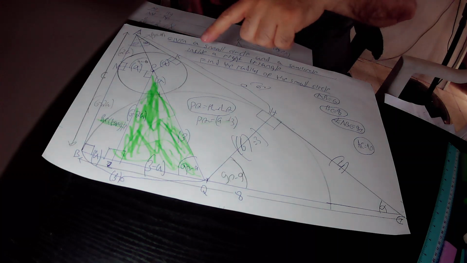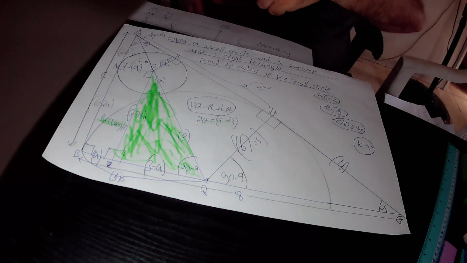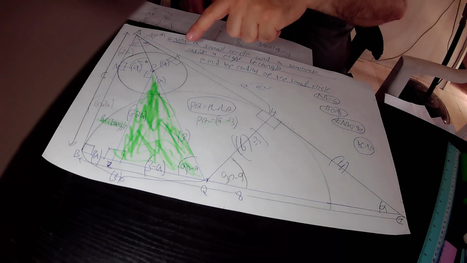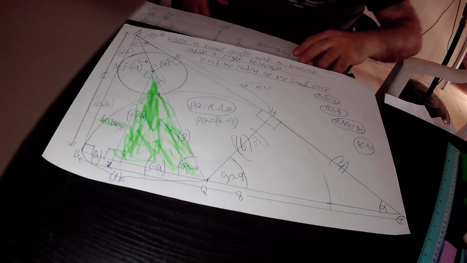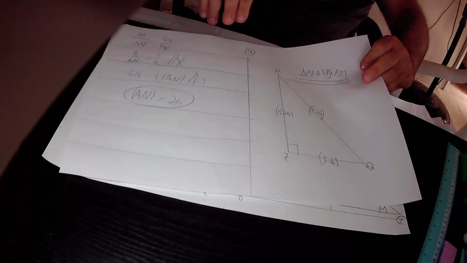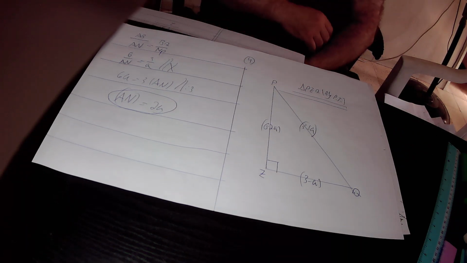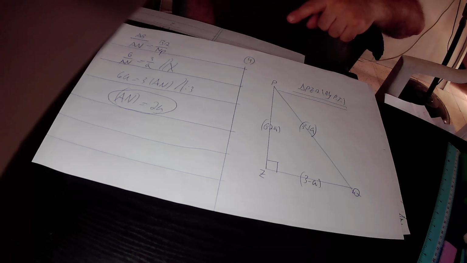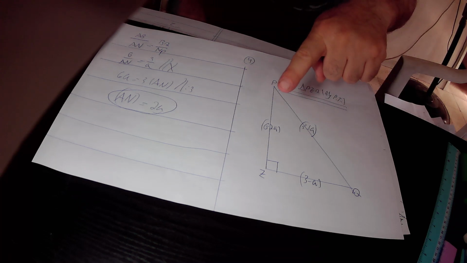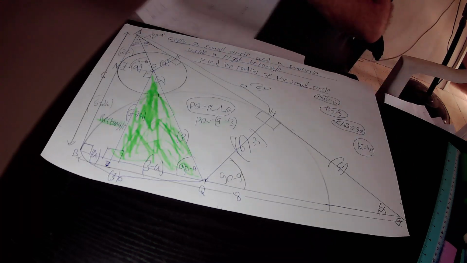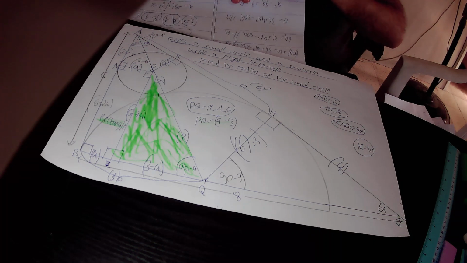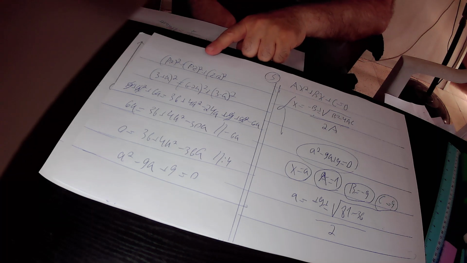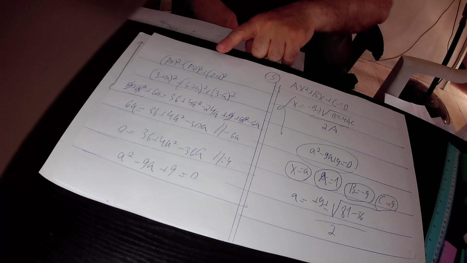The next step, I copied the right triangle PZQ in a new page, and we implemented the Pythagoras theorem in the right triangle PZQ. This is the right triangle PZQ that I copied from the original drawing. According to the Pythagoras theorem, in this right triangle PZQ, PQ square equals PZ square plus ZQ square.